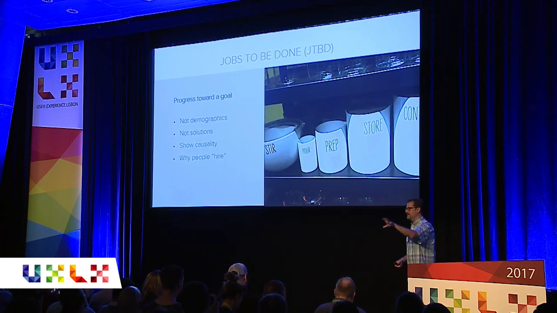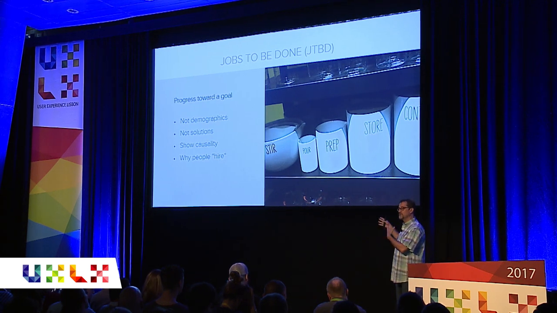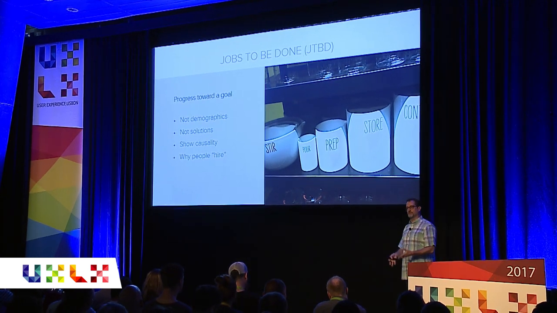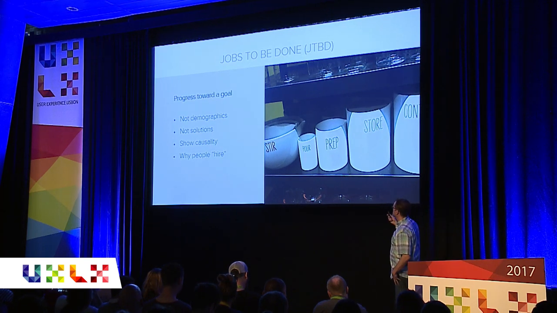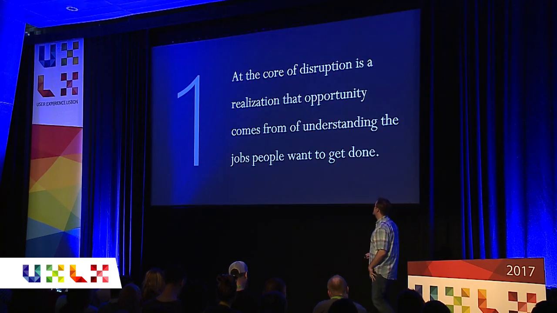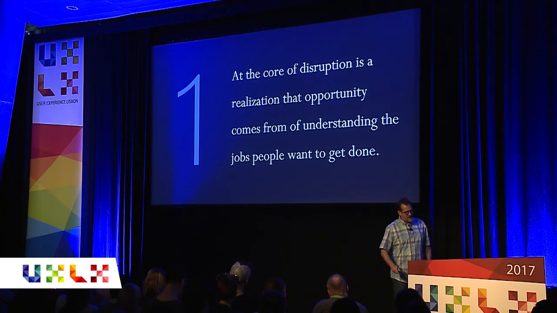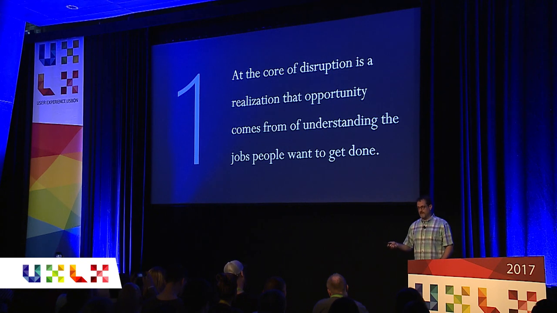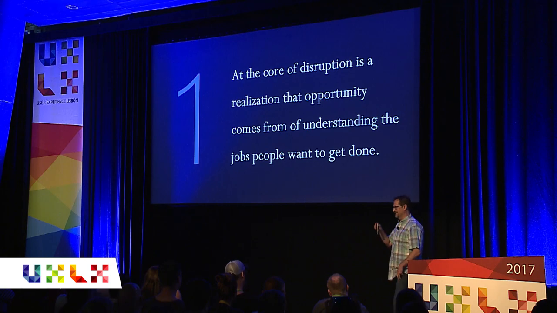You need to look at what the person is trying to get done, and this shows causality: why people buy products, why they hire our solutions over other solutions, is because of the job to be done. So the first point that I want to make is that at the core of disruption, this very important business theory, is the realization that business opportunity comes from understanding the jobs that people want to get done.